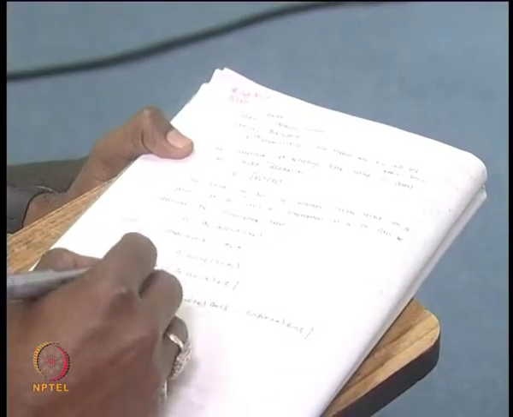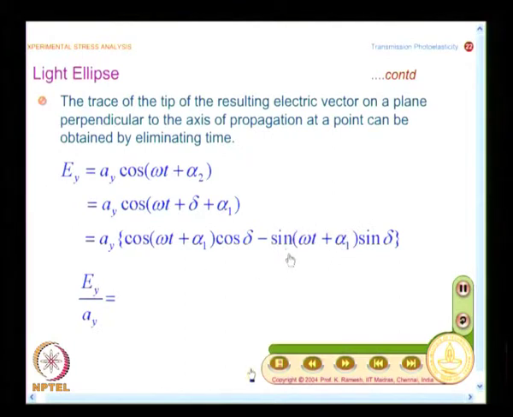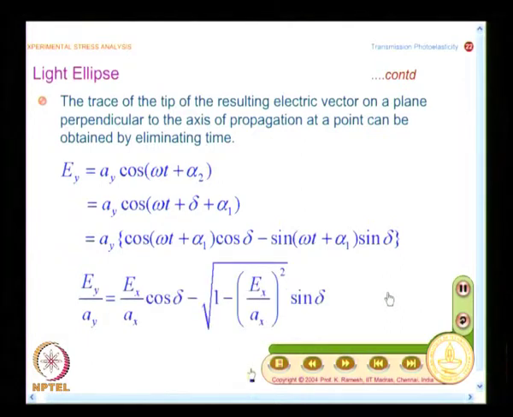and this I could replace in terms of E x, as well as this also I could replace in terms of capital E x. So, now I will have an expression only consisting of E y, A y, E x, A x and an expression involving delta. You could simplify it. It is straightforward, and when I do that, I get the expression like this. I have E x by A x cos delta minus square root of 1 minus (E x by A x) whole square into sin delta.